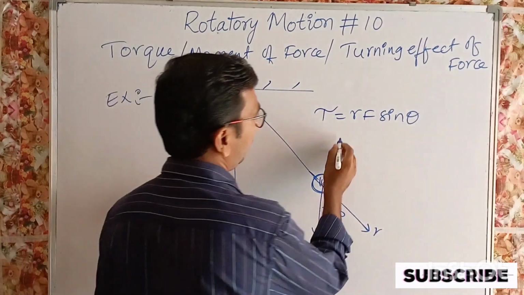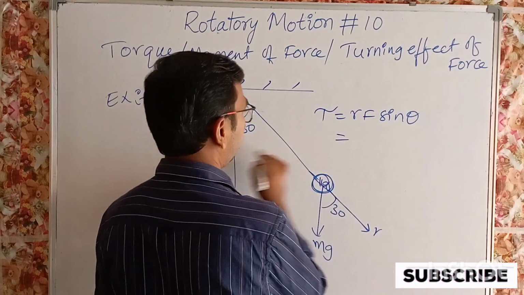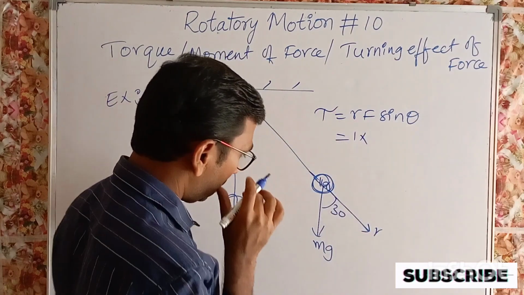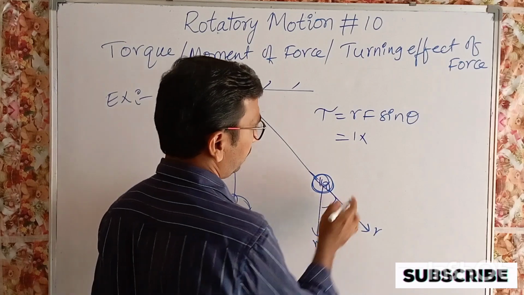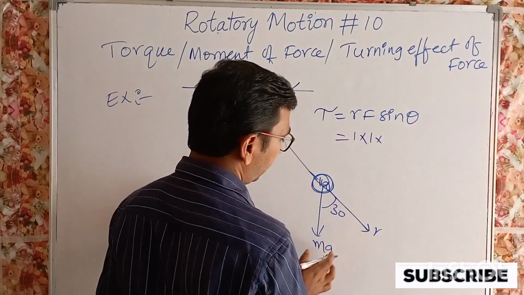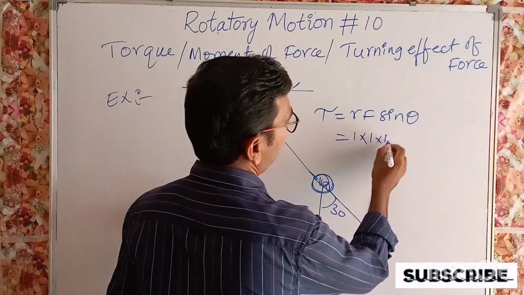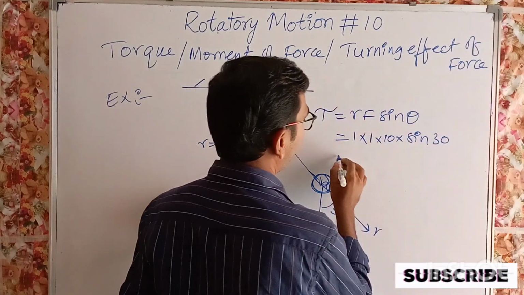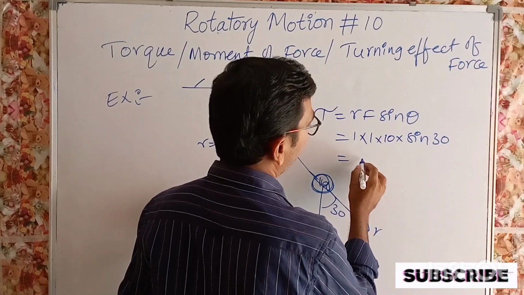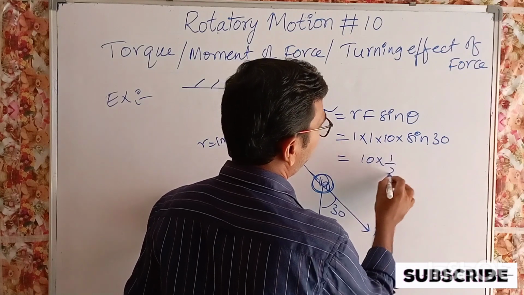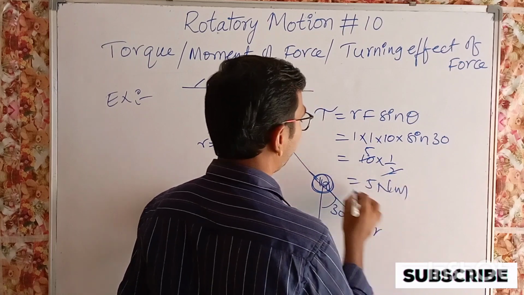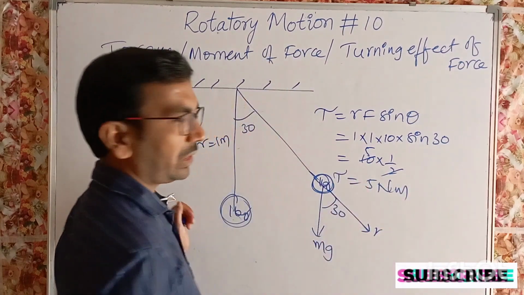So what is R here? R is equal to 1 meter. And the force is 1 kg, so 1 into acceleration due to gravity, which is 10, into sin 30. Sin 30 value is 1 by 2. So 10 into 1 by 2 is 5 newton meter. So torque tau is equal to 5 newton meters.